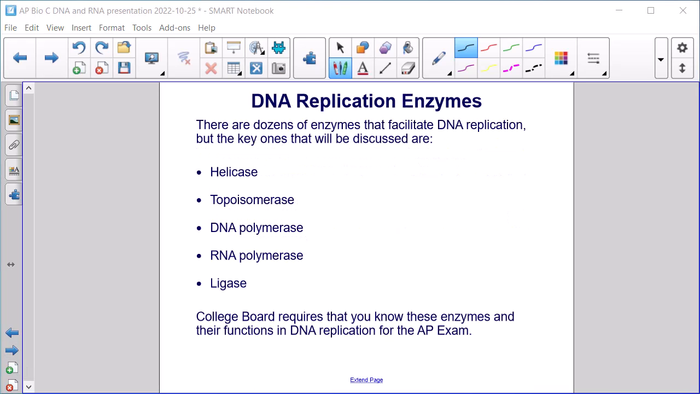DNA replication enzymes. There are dozens of enzymes that facilitate DNA replication, but the key ones that will be discussed are helicase, topoisomerase, DNA polymerase, RNA polymerase, and ligase. College Board requires that you know these enzymes and their functions in DNA replication for the AP exam.